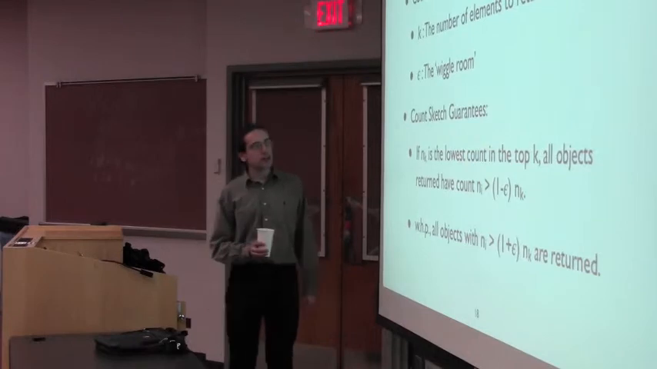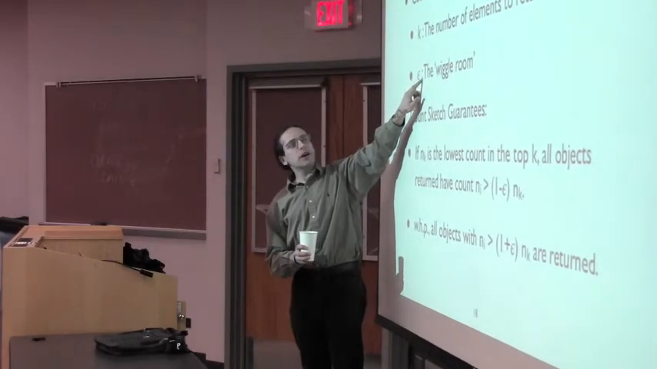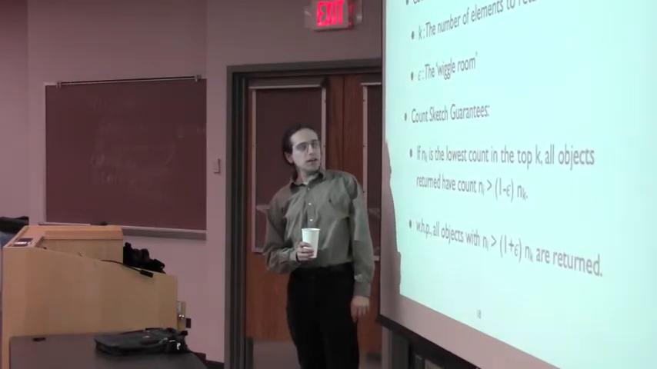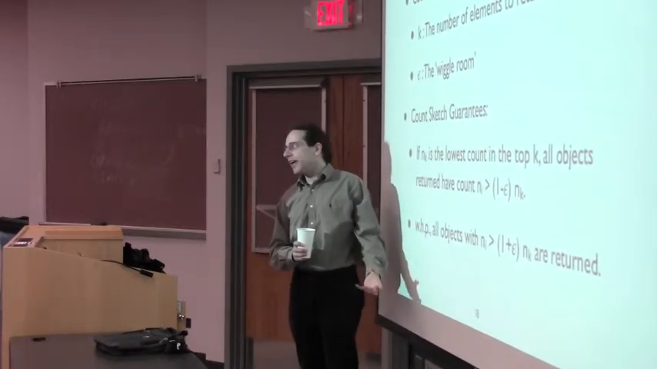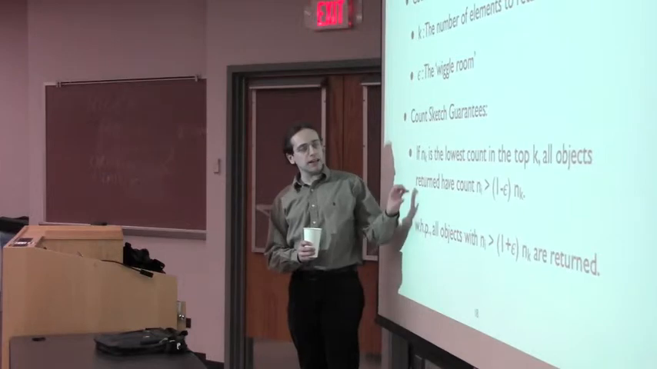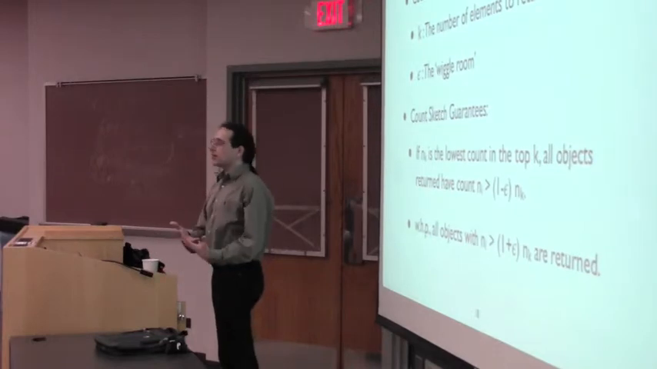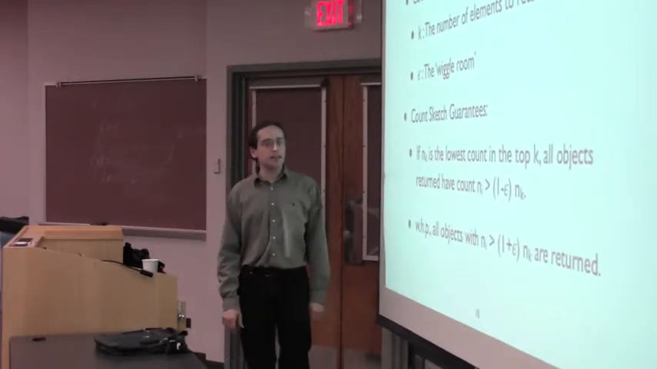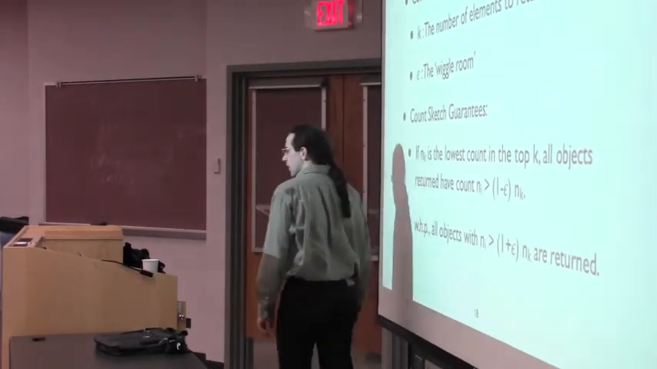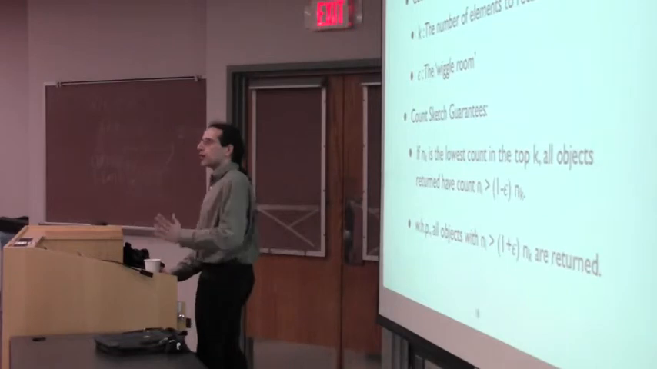To make that a little more precise, you're asking for a particular number of elements k, and you have some notion of wiggle room. We're going to call that epsilon. The guarantee that we're going to provide is we'll return k objects, and if nk is the lowest count of all of the top k objects in the correct result of that query, every single object that we return is within one minus epsilon of that correct boundary value.